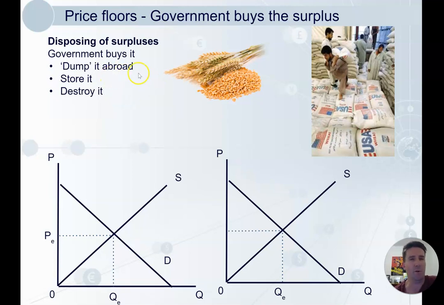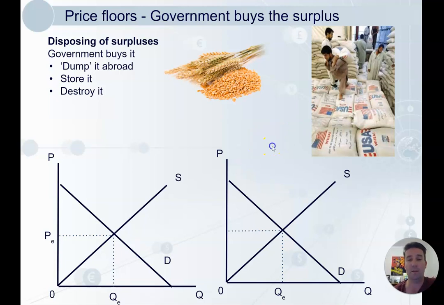Once they buy it, they've got a few options. They can dump it abroad, which isn't very nice. They can essentially give it away for free or at a really low price. What that does is actually destroy other countries' farming markets. Their farmers will stop producing because they're getting this stuff for free. Why would you buy it from someone? Another option is to store it for the future. That's very expensive to do. And another option is to destroy it, which is of course very wasteful. But the governments want these farmers to keep producing.